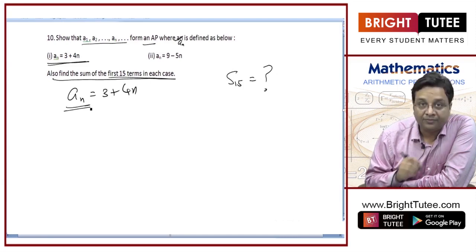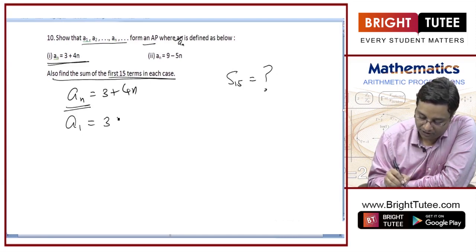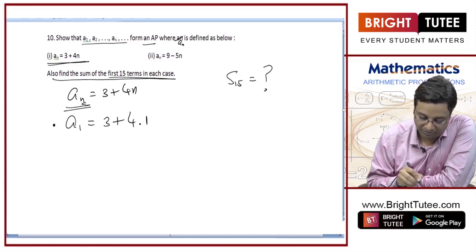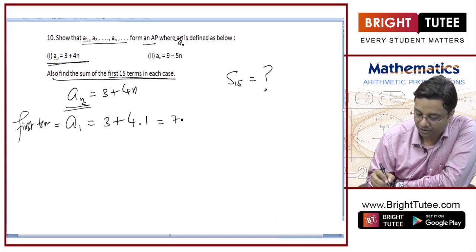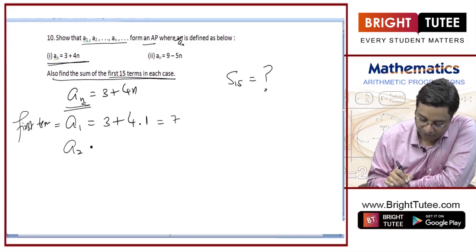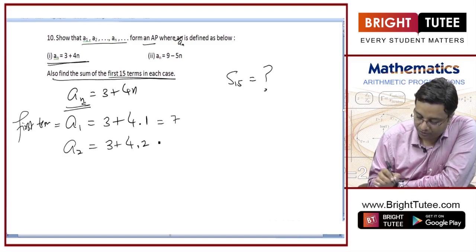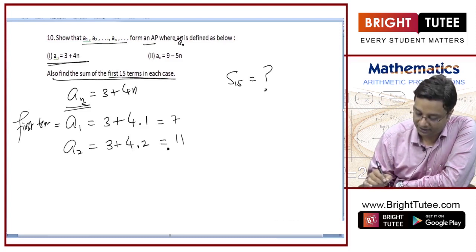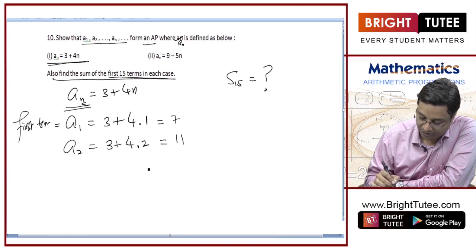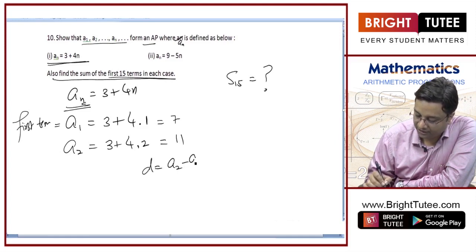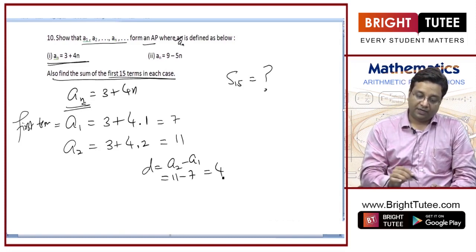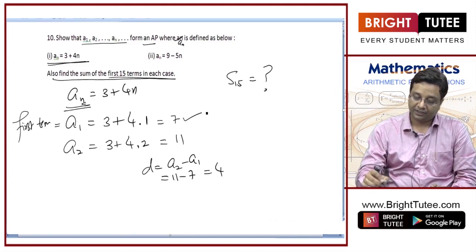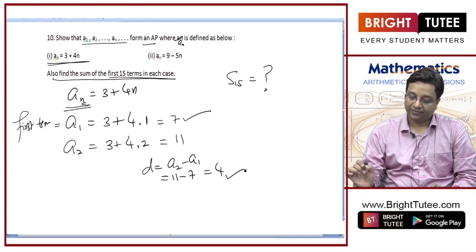So if AN is given, we can find A1, which is equal to 3 plus 4 into 1. We can just put n equal to 1 on both sides. So this will give me my first term, which is equal to 3 plus 4 equal to 7. And what is A2? 3 plus 4 into 2, 8 plus 3, 11, right? So I can find the common difference from these two terms. D will be equal to A2 minus A1, which is equal to 11 minus 7, 4. So now I have got first term as 7 and common difference as 4.